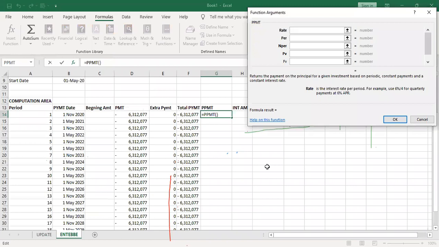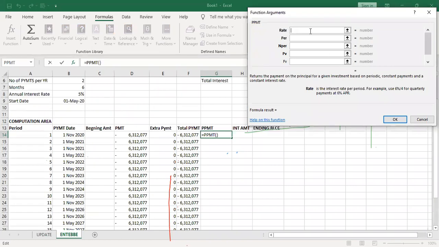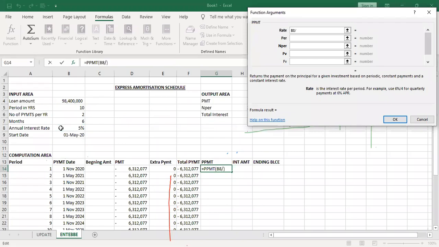Now rate, our rate is the same. It is the 5 percent rate. You get the 5 divided by the number of payments per year, because when you get the annual interest rate divided by the number of payments per year, then you get the rate per period. We are supposed to fix these two cells. So highlight these two cells and press F4 or FN F4 to fix the cells.